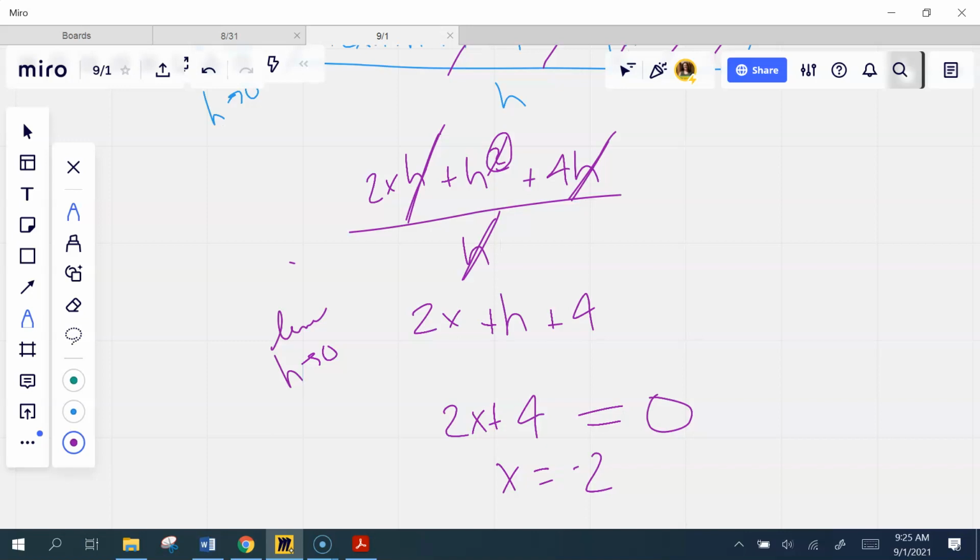Y'all understood that one better than the others? Holy cow, that one was terrible. I understood that way better than the last one. Yeah, way better. This one was way more conceptual. The other one was just variables canceling out h's, like, once you get it plugged in.